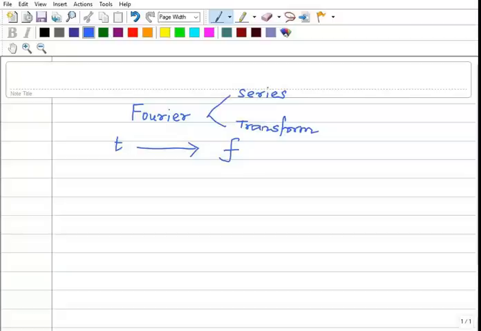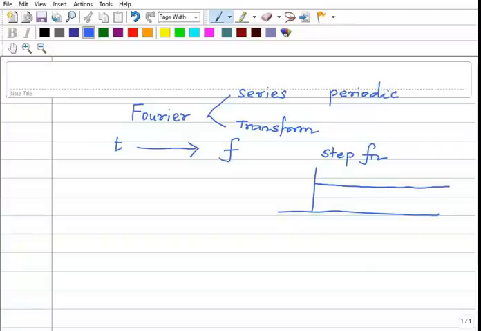As I stated in the previous discussion, for periodic signals, we can use Fourier series. But there are many other aperiodic or non-periodic signals like the step function. If you notice the step function, it will be something like this. If you consider u of t, from 0 to infinity, it will not repeat, it will be the same. It is an aperiodic signal.